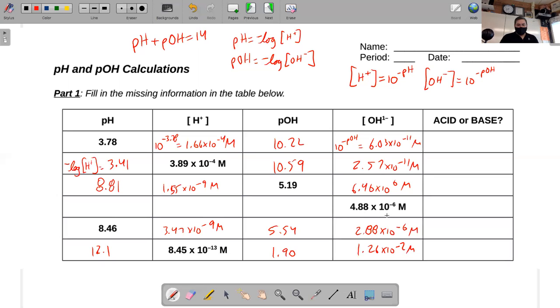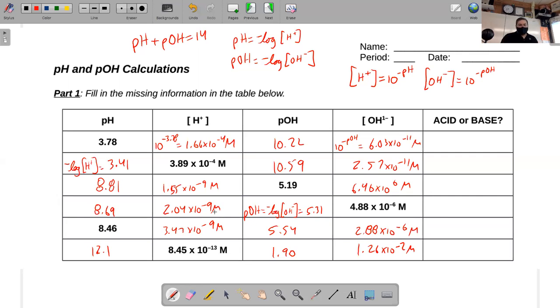This one here is the only one that's kind of on its own. With a hydroxide concentration, you could figure out a pOH by just going, the pOH is equal to the negative log of whatever the hydroxide concentration was. And that comes out to be 5.31. And if the pOH is 5.31, you can subtract that from 14 to get the pH, 8.69. And then take 10 to the negative 8.69, and you get 2.04 times 10 to the negative 9th.